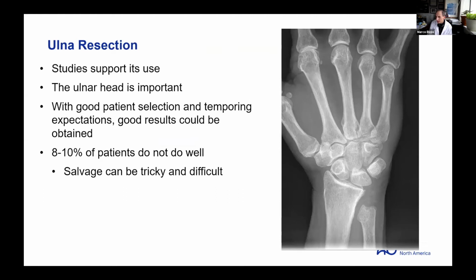And Dr. Kennedy gave a wonderful talk on the ulnar resection. It's arguably still the most common method of managing DRUJ arthritis amongst hand surgeons, largely from the simplicity of the procedure. But we also have learned to respect that about 8 to 10% of these patients don't do well, and remembering that salvage can be quite tricky and difficult in these patients.